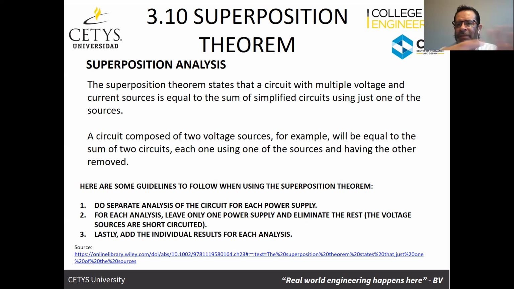For this course, we're not going to be talking about current sources. We're just going to be focusing on voltage sources. Next semester in industrial electronics, we're going to be seeing more complex examples. But right now, we're talking about voltage sources, and those are short-circuited. If it were a current source, we would open the circuit to eliminate it. And lastly, we're going to add up all of the individual results for each analysis. That's in general what we're going to be doing.